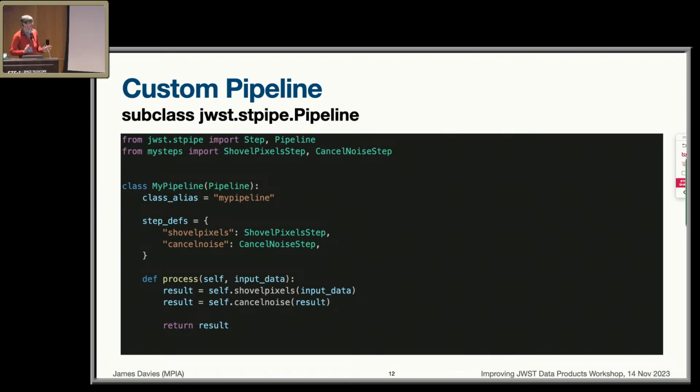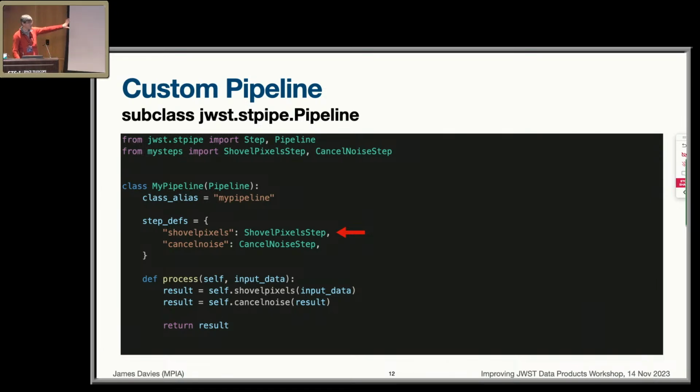So in addition to writing custom steps, you could write a custom pipeline. Here I've made an imaginary module that has those 2 steps that we imagined earlier. I wrote something called my pipeline. The only difference between a pipeline and a step really is it has this dictionary called step-defs, which defines what steps are available in this pipeline. It uses the aliases for simplicity.